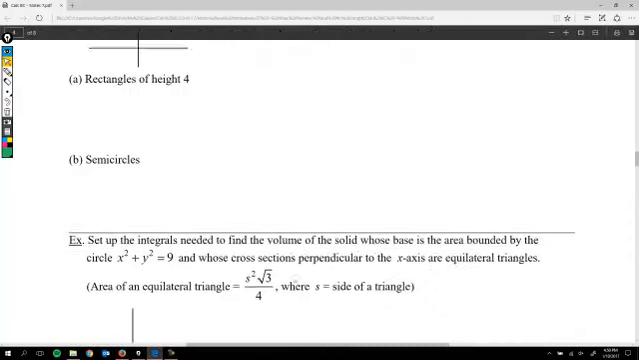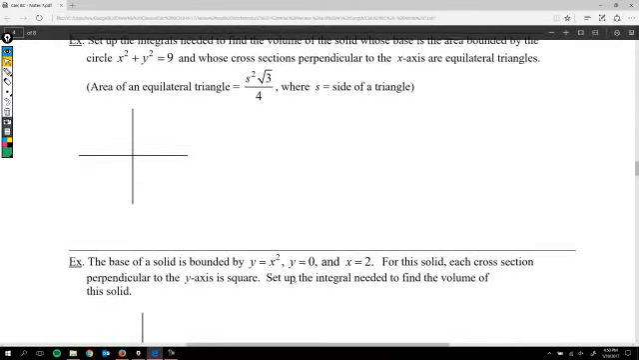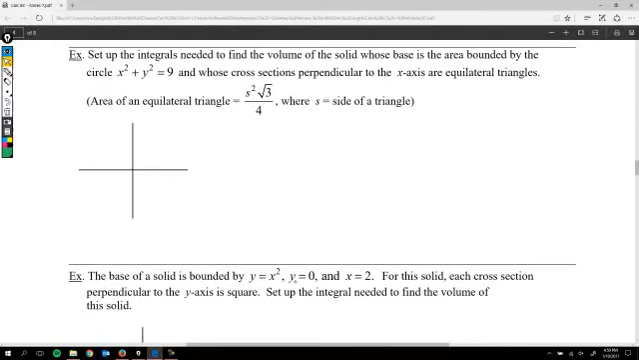Okay, let's keep going. Next, we're just asked to set up the integral needed to find the volume of a solid bound by this circle whose cross sections perpendicular to the x-axis, so similar to what we've been doing, are equilateral triangles, and they give us the area of an equilateral triangle just given a side. This is very common. So let's draw a picture. Okay, so I have a circle. This is the worst circle of all time. Let me try that again.